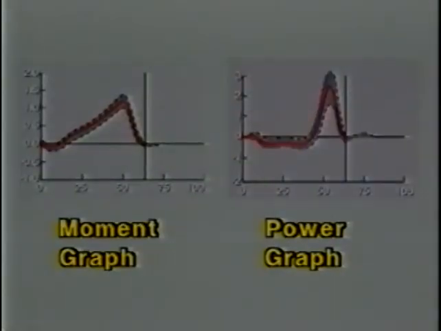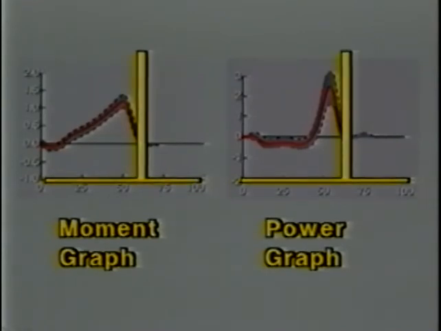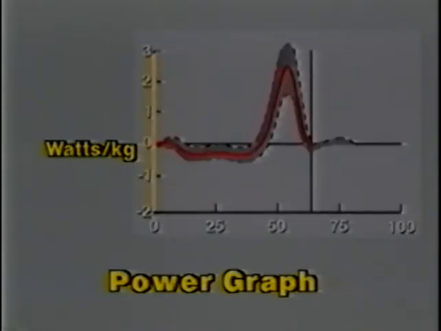Kinetics are represented on the moment and power graphs. Like the kinematic graph, the abscissa, or x-axis, depicts the percentage of the gait cycle, beginning at initial contact. The vertical line represents toe-off. On the moment graph, the ordinate, or y-axis, is the joint moment, standardized for body weight. Power output is displayed on the y-axis of the power graph, also standardized for body weight.